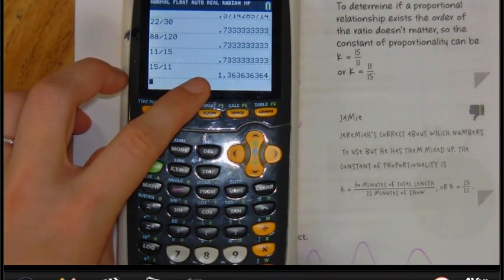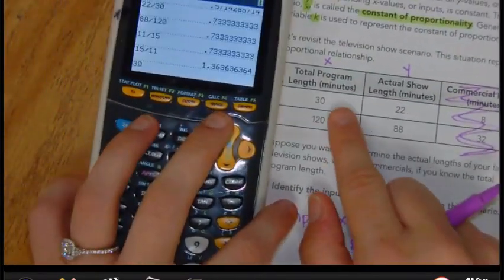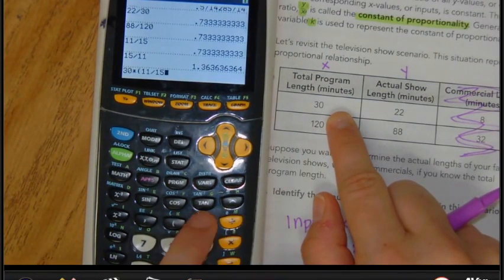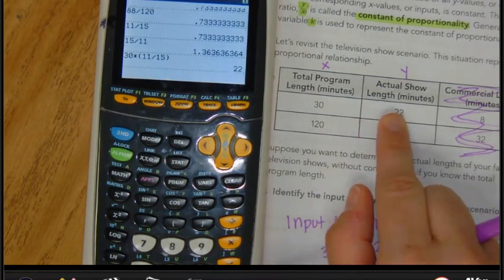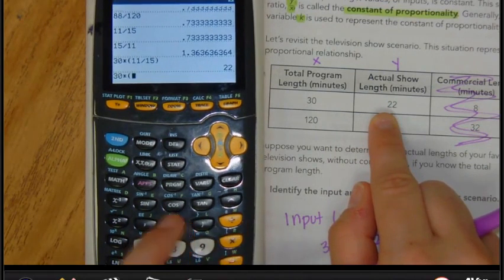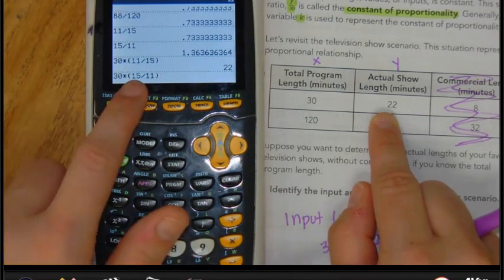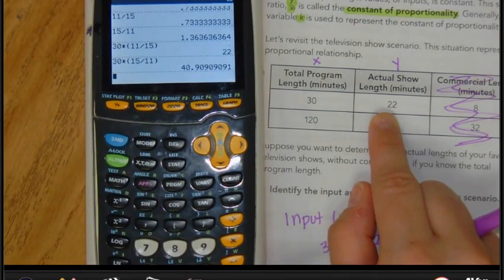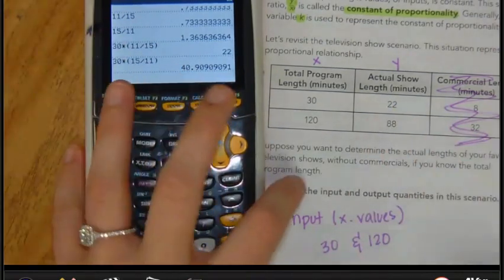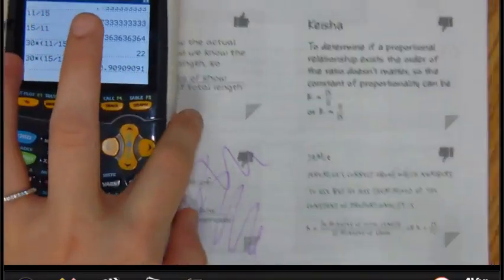So let's just take it for a second here. I am told that if I take 30 and multiply it by 11 over 15, which is our K value, I should get 22, which is true. What Keisha is saying is I can flip that ratio and it doesn't matter. So I flipped it. All I did was take the reciprocal of it. Well, wait a minute. I'm supposed to have 22. Now I have 41. So the order does matter. That's why Keisha is wrong. The order of the ratio does matter.